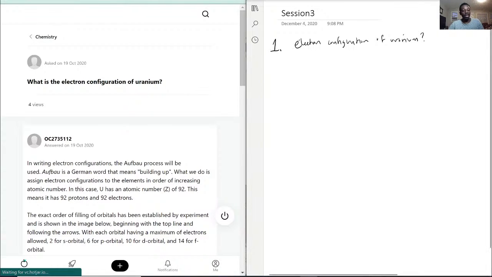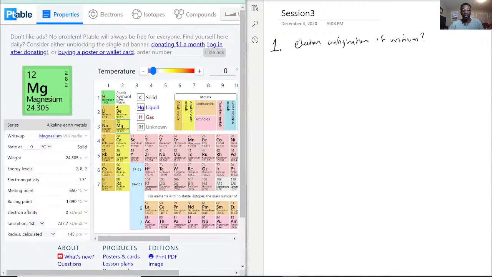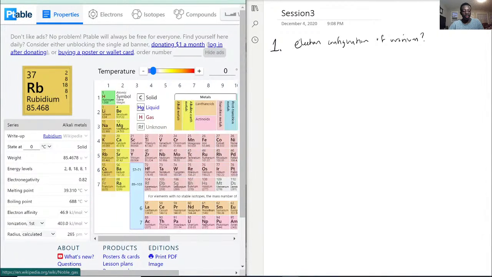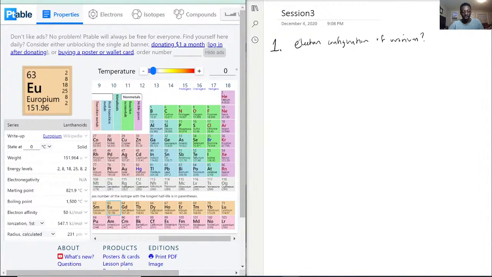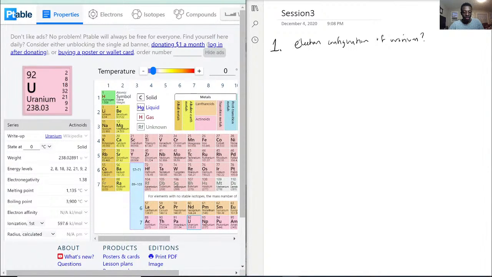I just treat this question as an individual question. So we're going to look at the periodic table and locate uranium. So uranium, based on this, is right here. Element number 92. Okay, and let's list out what we know about uranium.